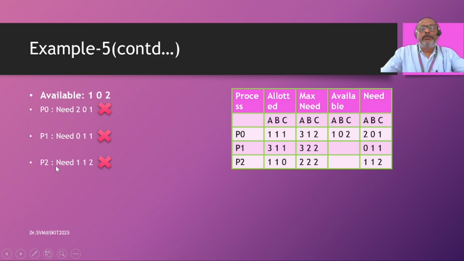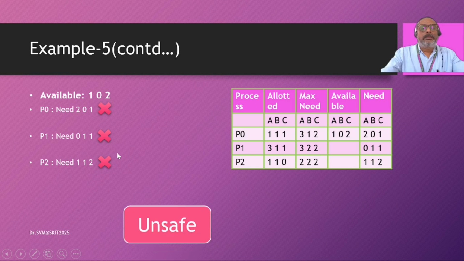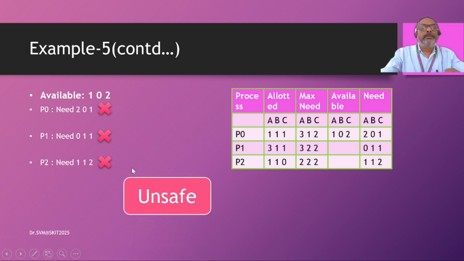Same way, if you look at P2, then P2 is waiting for one instance of B. So for one instance of B to be released, either P0 should complete or P1 should complete. So if you just look at that, P0 is waiting for P1 or P2 to complete, and P1 is waiting for P0 or P2 to complete, and P2 is waiting for P0 or P1 to complete. So they are waiting for each other to complete, and hence none of them can complete, and that's what we say, the situation is unsafe.